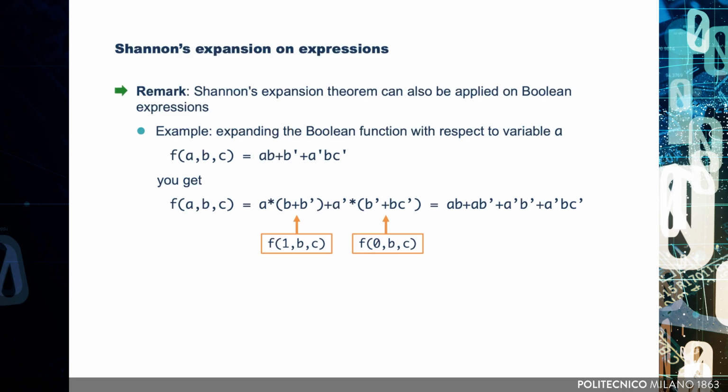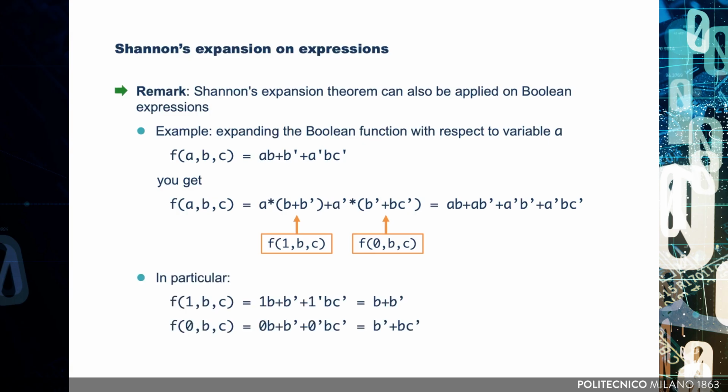At this point, we apply the distributive property to obtain the expression in the sum of products form. If necessary, in the obtained sum of products expression, we can apply the idempotence property to eliminate any product terms generated multiple times. Let us go into detail on how we derive the expressions f of 1 b c and f of 0 b c.